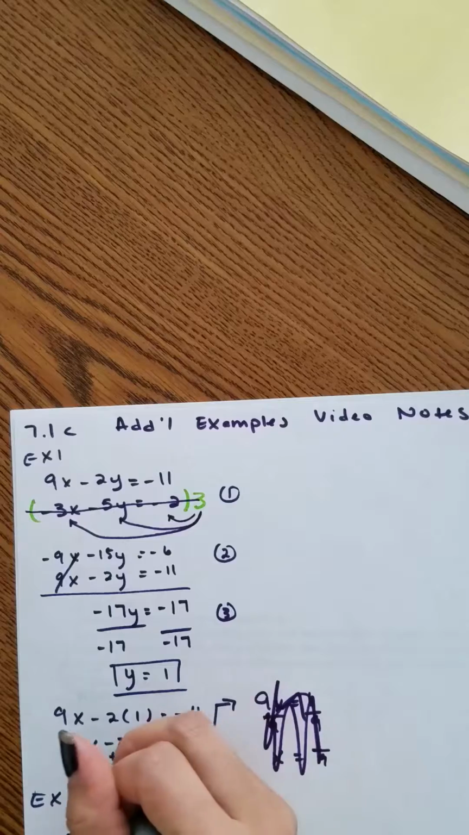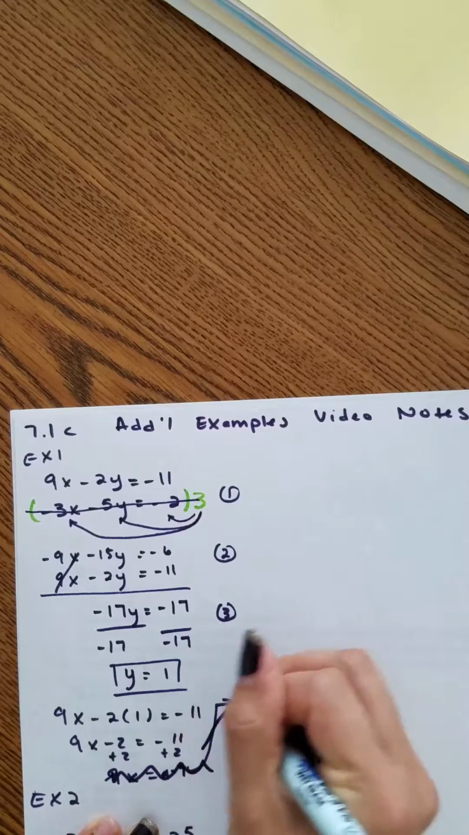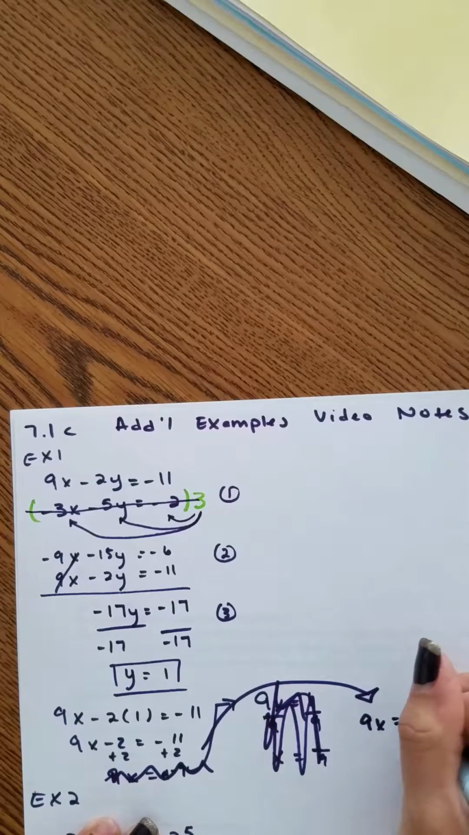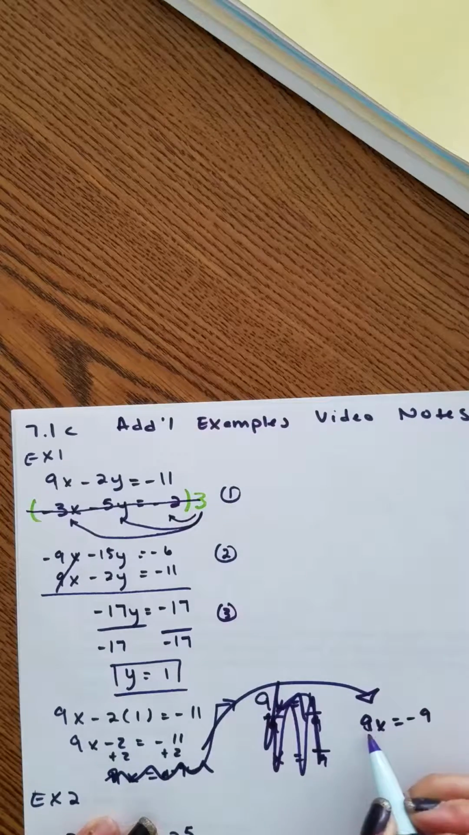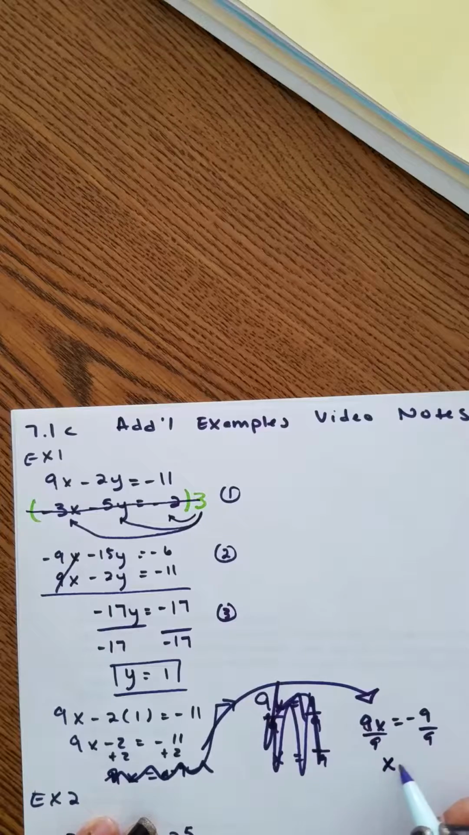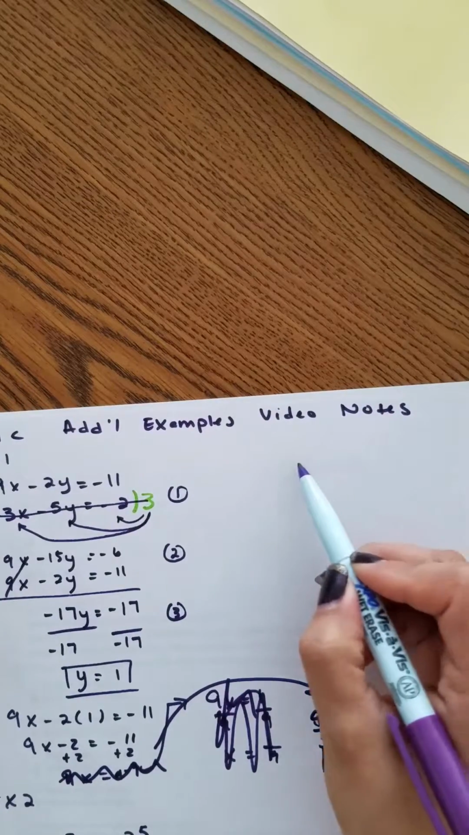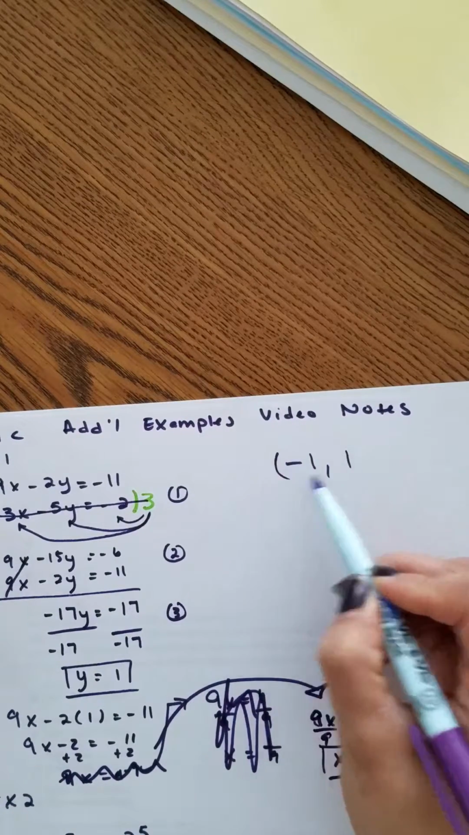Okay, so let's come over here. 9x is equal to negative 9. Divide each side by 9. x is equal to negative 1. Okay, so I am saying that the solution to this system is the point negative 1, positive 1.